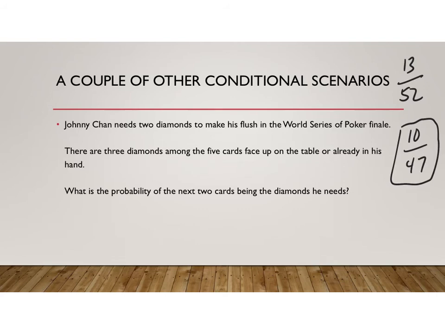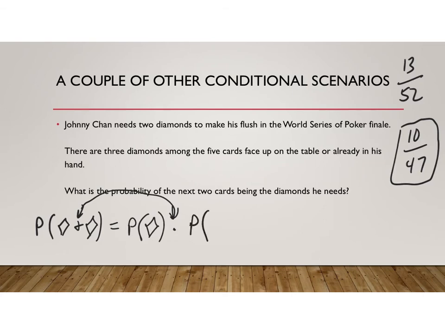So Johnny Chan needs to know what the chances are that the next 2 cards will be diamonds. Well, that would mean that we would need a diamond and a diamond as the next 2 cards. What that would look like is the probability that the next card is a diamond, times, again, the "and" turns into multiplication here, the probability that the second card is a diamond, but again, that's given that we already selected one diamond the first time around.